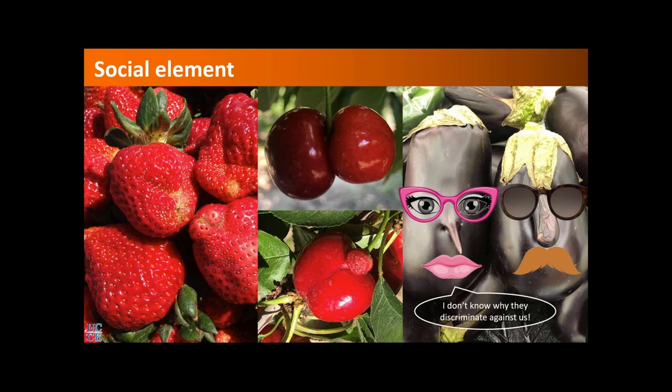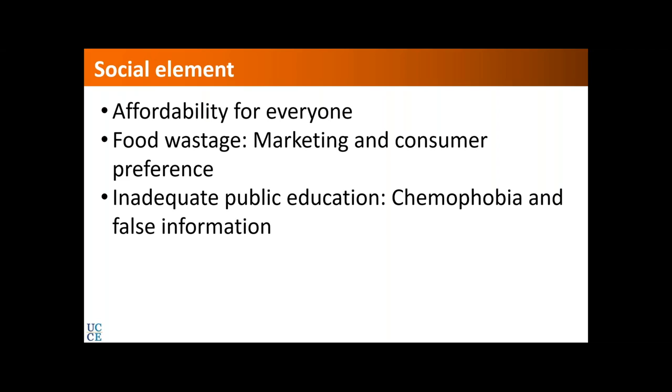And then the next part is the public education, not just about the way food is produced in terms of the size and shape, but it is also about what it actually means to be organic, what is sustainable, and is every chemical dangerous? A lot of people, when you ask what do you understand about organic food, the most common response is it is pesticide free. We know that it is not.